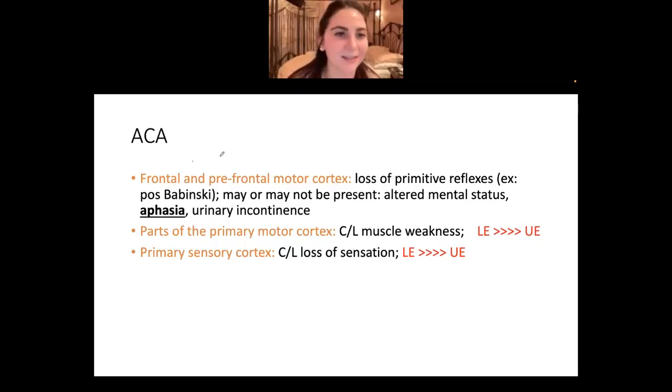Yes, this is an ACA, a frontal stroke. I took out my frontal cortex, my frontal lobe, basically. My primitive reflexes are gone, may or may not be present. Altered mental status, some sort of aphasia, and, like I said, urinary incontinence.